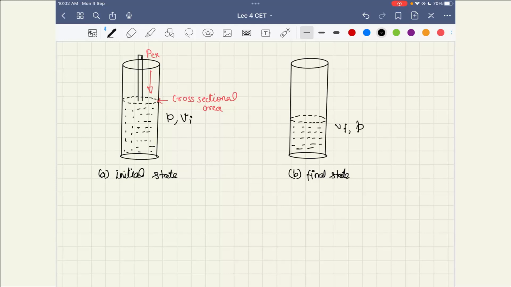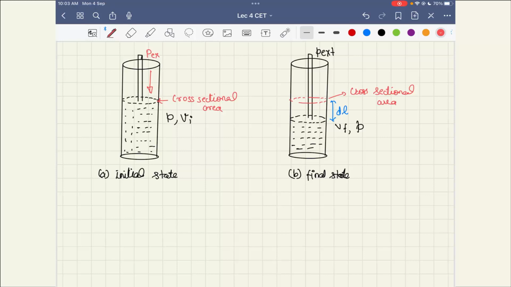Pressure is going to remain the same, right? So this is going to be the new position of the piston. This is P external, and let's say this was the initial position. So from this position to this position it has traveled dl distance, right? And this is going to be nothing but the cross-sectional area.